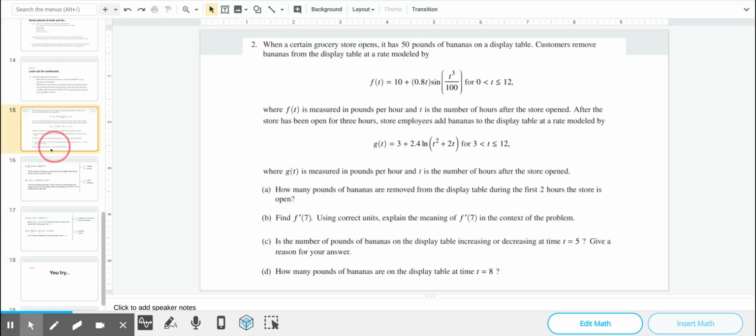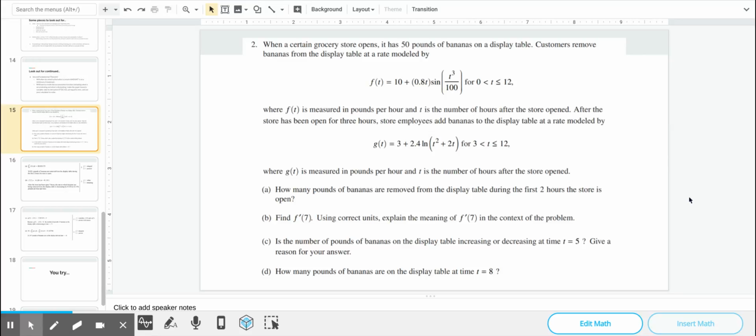Okay, last part of the problem, and then that's really it for me. So this is the heart of the problem, I think. This is the true accumulation part of the problem. How many pounds of bananas are on the display table at time t equals 8? So think about this. It's not talking specifically about how many pounds are being taken off, how many pounds are being restocked. It's about the whole scenario. So everything that's happening sort of all at once. You have to account for both f of t and g of t.